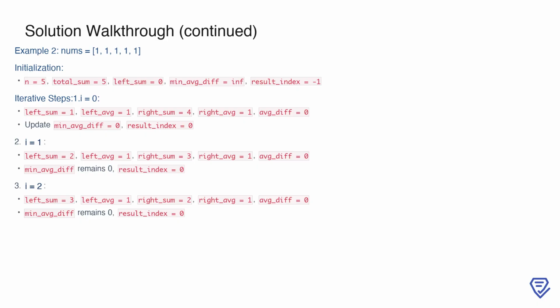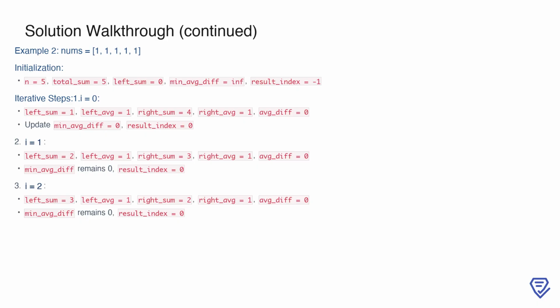The right sum becomes 5 - 1 equals 4, and the right average is 4/4 equals 1. The average difference, average_diff, is abs(1 - 1) equals 0. Since this is smaller than min_average_diff, we update min_average_diff to 0 and set result_index to 0.